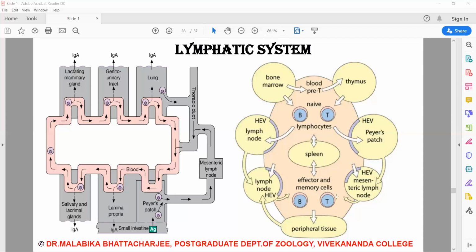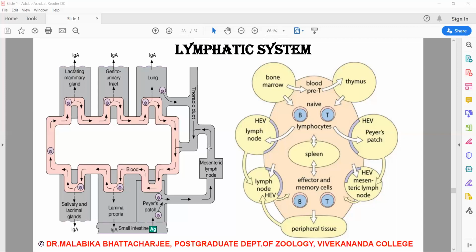Or again from the blood, they can move into the peripheral tissue. Again, through the lymphatics, they are moving into the lymph nodes. Or they can move into the blood. As you can see, from a lymph node, they can move into the blood. So there is a constant communication between the blood and the lymphatics, and the lymphocytes shuttle to and fro between the blood and the lymphatics. This is another very simplified picture.